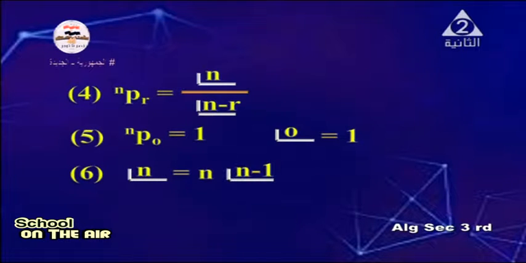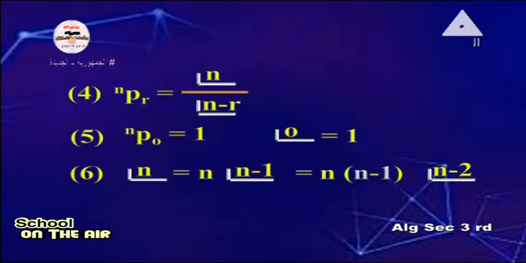Factorial n, we can put in another way, equals n times factorial n minus 1. As examples, factorial 5 is 5 times factorial 4, factorial 10 is 10 times factorial 9, factorial 7 is 7 times factorial 6, and so on. Also, we can put factorial n equals n times n minus 1 times factorial n minus 2.